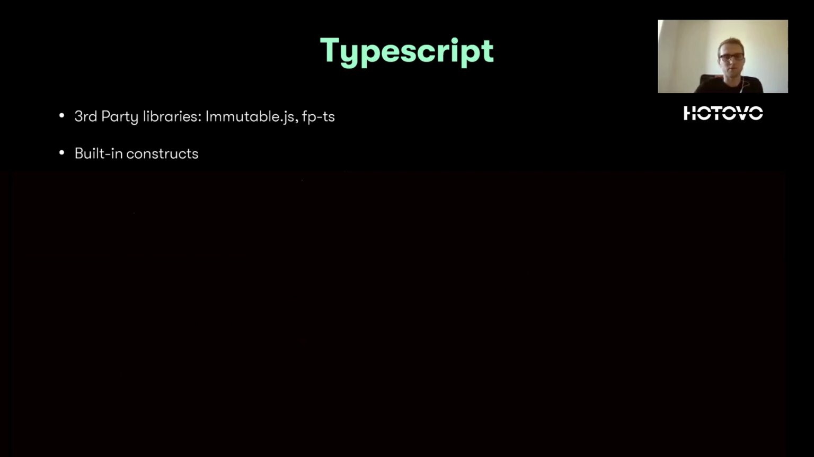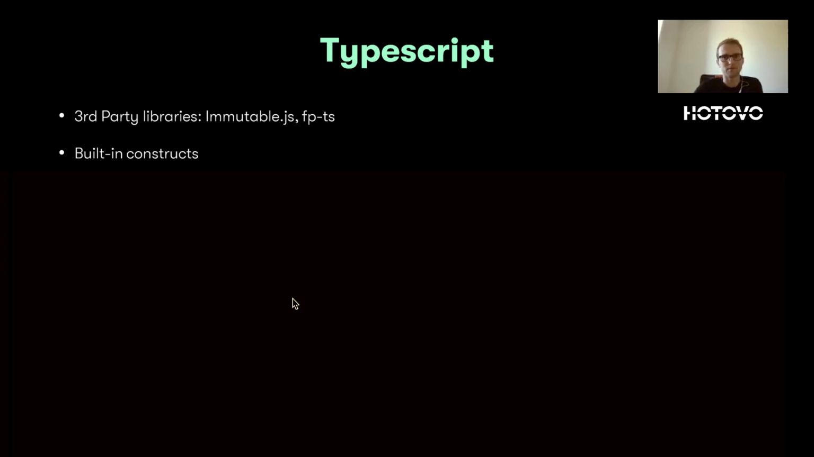Now for TypeScript, it is in a sense quite a mutable language because it comes out of the JavaScript background. All of the objects can be mutated unless you really try hard to. So you can use third-party libraries like Immutable.js or fp-ts. These contain those persistent data structures that I talked about.